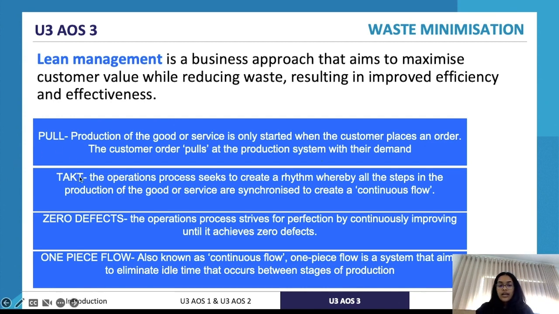Then we have takt, and that's where the operation process seeks to create a rhythm whereby all steps in the production of the good or service are synchronized to create a continuous flow. Zero defects, that's where the operations process strives for perfection by continuously improving until it achieves zero defects. So really just striving for continuous improvement and achieving no defects in the production process. And then one-piece flow. It's also known as continuous flow, but it's a system that aims to eliminate idle time, so it's wasted time that occurs between stages of production.